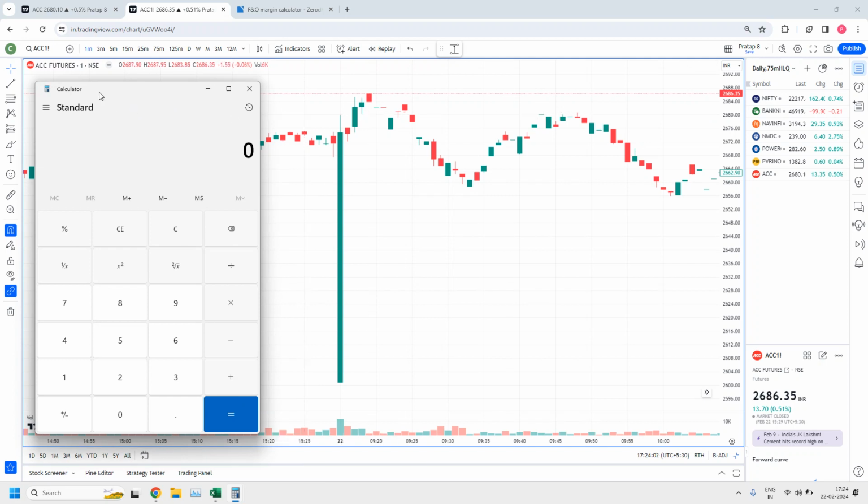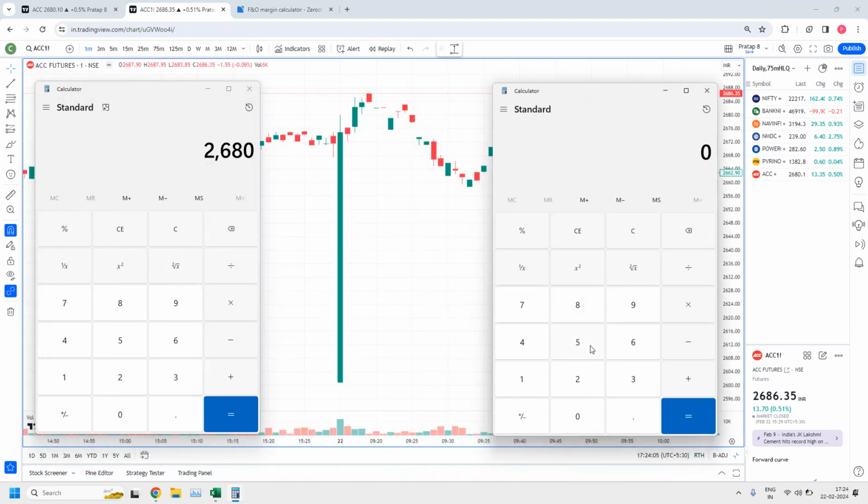And the second calculator is for futures, 2685. See here, in equity, the price is 2680 at 9:17. At the same time, this is equity, not futures. Exactly at the same time, in the futures chart, the price is 2685. That means there is a 5 rupees premium between futures and equity. Because of this premium value, some differences will come.